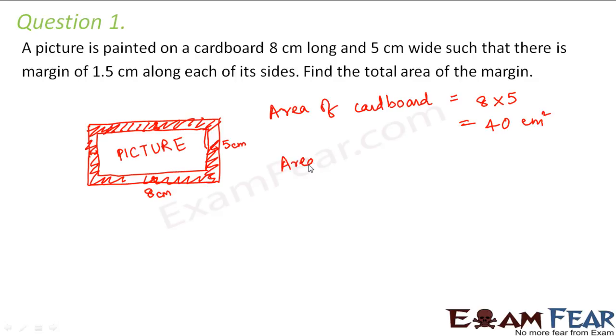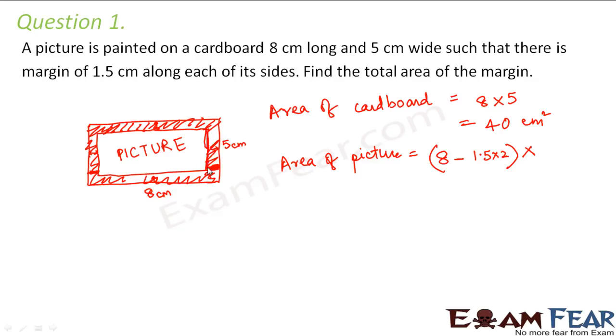Now let us find out the area of the picture. So the picture is painted on the cardboard. So the area of the picture would also be length into breadth. But what is the length? This length is smaller than the bigger length, right? So how much smaller? So this side you reduce this 1.5. This side also you reduce 1.5. So the length would be 8 minus 1.5 into 2, because this side is 1.5 plus this side 1.5. So 1.5 plus 1.5 is 1.5 into 2. So 8 minus 1.5 into 2 would be the length.